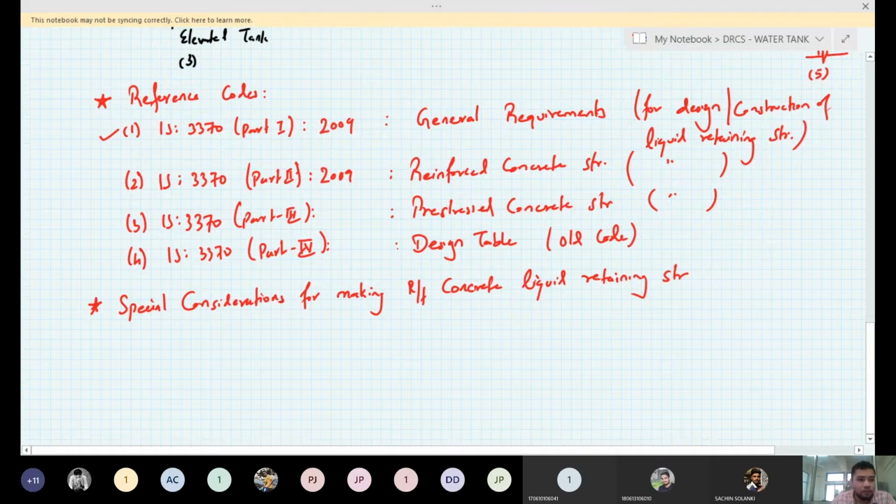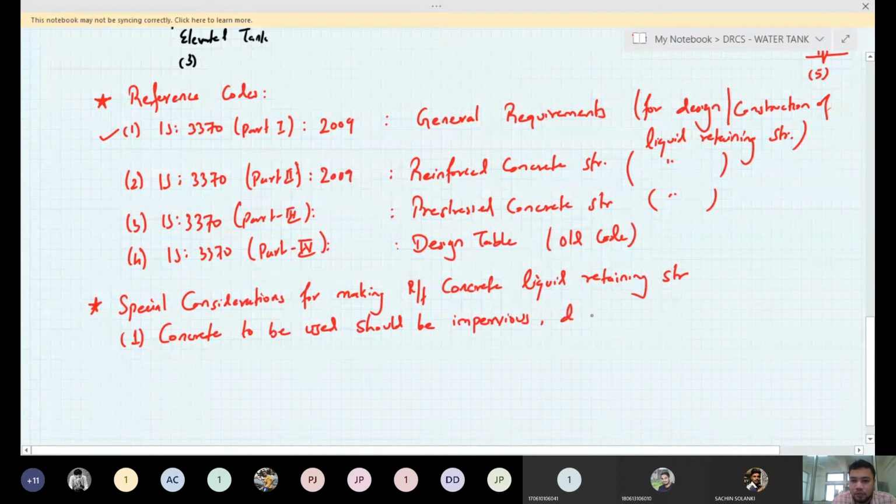So the special consideration, if you remember, the first consideration was the concrete should be impervious, durable, and maintenance free. The concrete to be used should be impervious, means it should not allow passage of water, it should be durable and maintenance free.